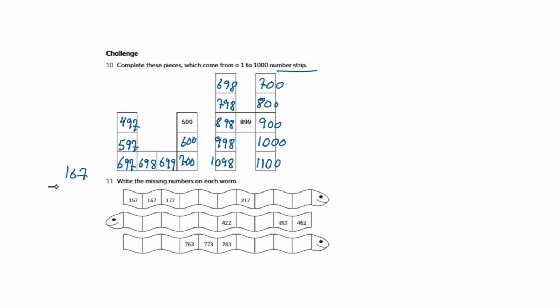167 minus 157. 7 minus 7 is 0. 6 minus 5 is 1. And 1 minus 1 is 0, and we don't need to write them. It means 10 is added to 157 to get 167. And another 10 is added to 167 to move to 177.